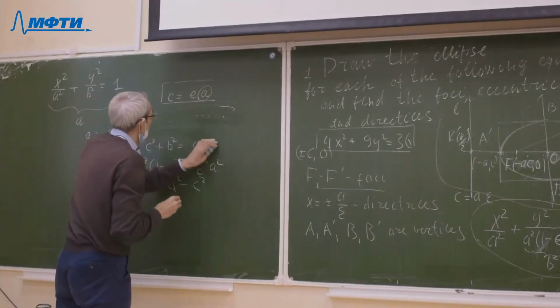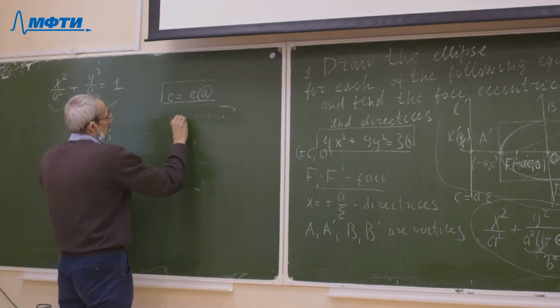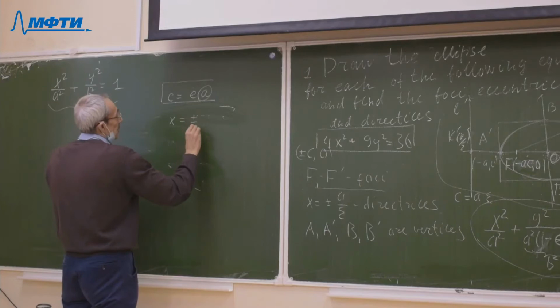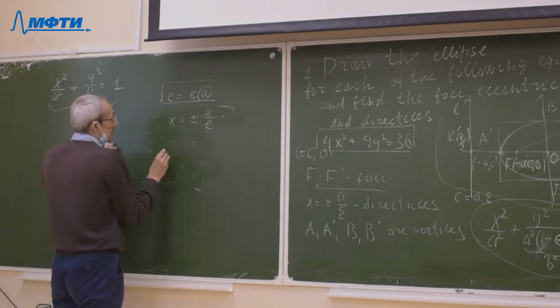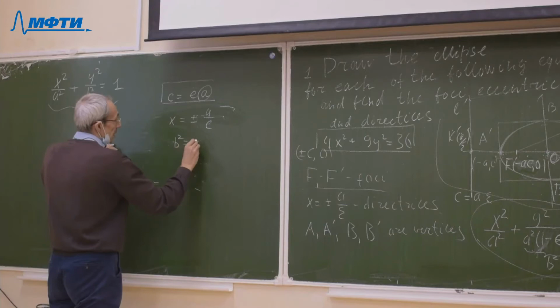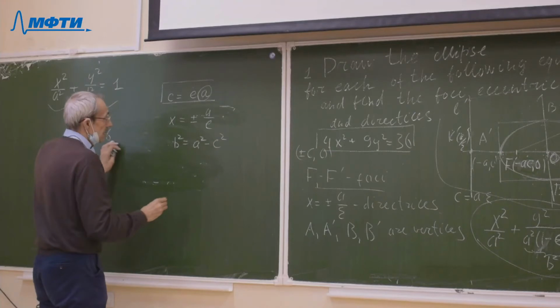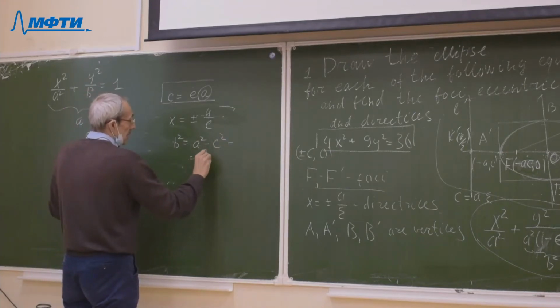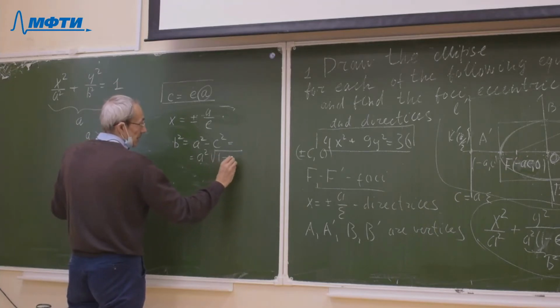A is the one parameter. The equation of the directrices is x equal to plus or minus the ratio A over E. B squared is equal to the difference A squared minus C squared, or A squared times 1 minus E squared.